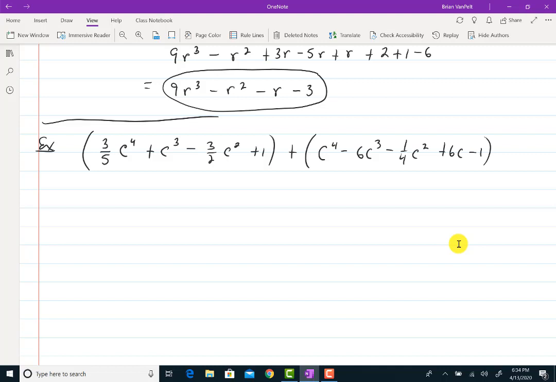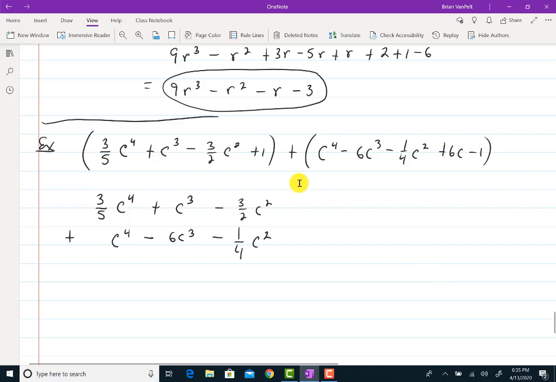So if I want to do it adding like terms together, stacking them up like two rows, I'll have 3/5 c to the fourth, and underneath of that I'll have just a 1 c to the fourth, so I'm adding these. I have a plus c cubed, and then I have a negative 6c cubed. Then I have a negative 3/2 c squared. So where I'm getting these top ones are coming from here. I'm just copying these down. But I'm also looking here to see if I have a matching power. So like the negative 1/4 c squared I'll put underneath of here.